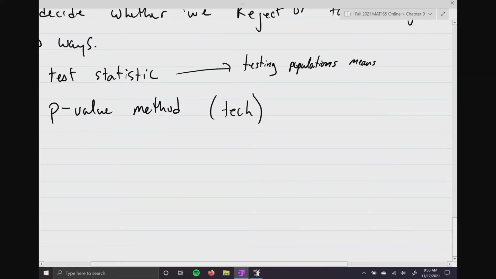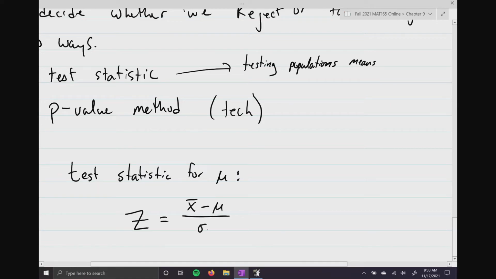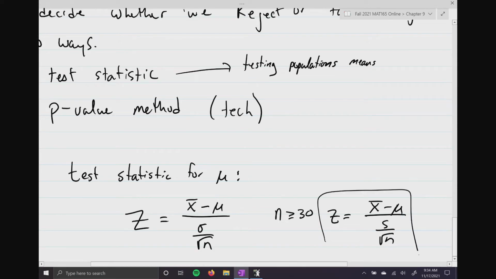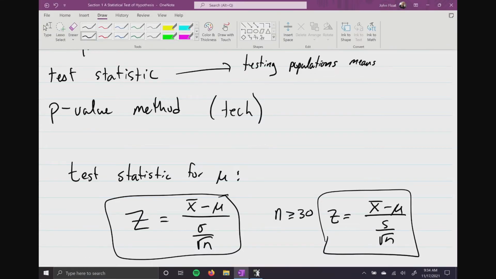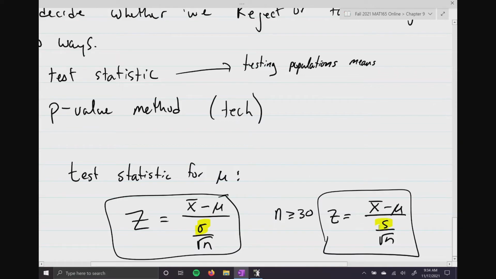Now, our test statistic for mu is going to be the following. So Z is going to equal x bar minus mu all divided by sigma over the square root of n. And remember, if n is greater than or equal to 30, then we can use the standard deviation s as well. So these are the two formulas that we're going to use. Notice they are the same exact thing. The only thing different is that if we do not know the population deviation, as long as we have a large sample, we can substitute s for that and call it a day.